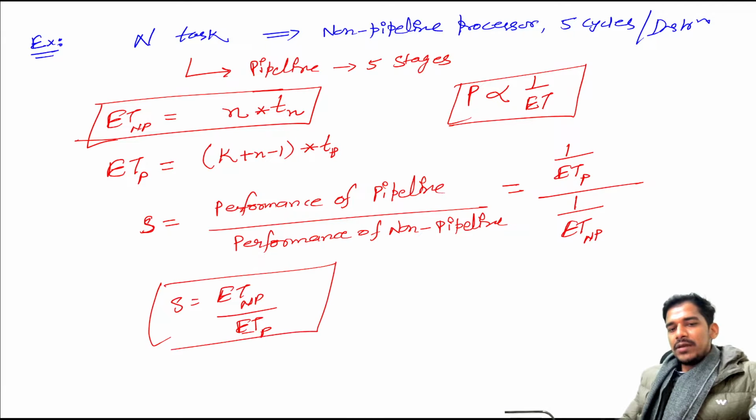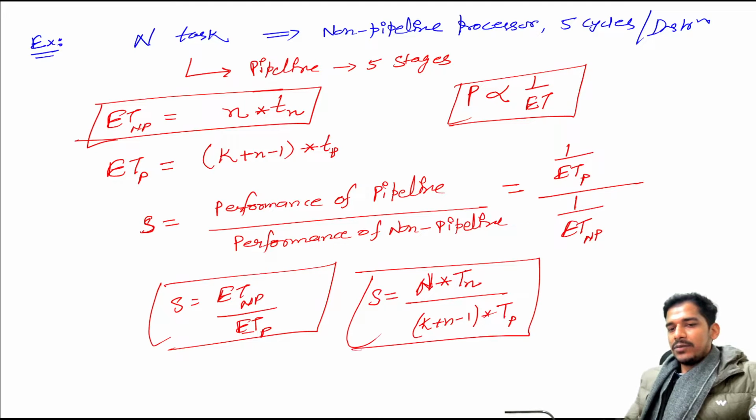So the execution time in case of the non-pipelining system, let us say there are n tasks and the cycle time of the non-pipelining system is, let us say, Tn. And the execution time of pipelining will be k plus n minus 1 times Tp. Let us say Tp is the cycle time of the pipelining processor, and Tn is the cycle time in the non-pipelining system, or you can say the time taken to execute one task in case of non-pipelining.